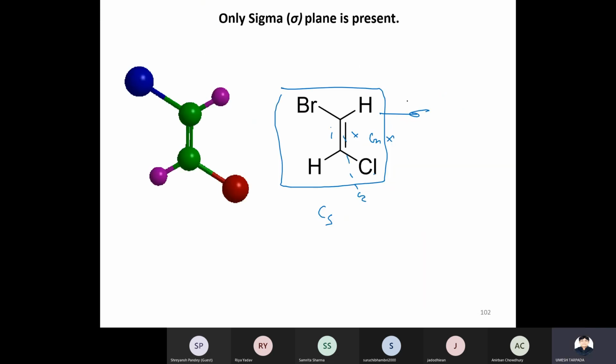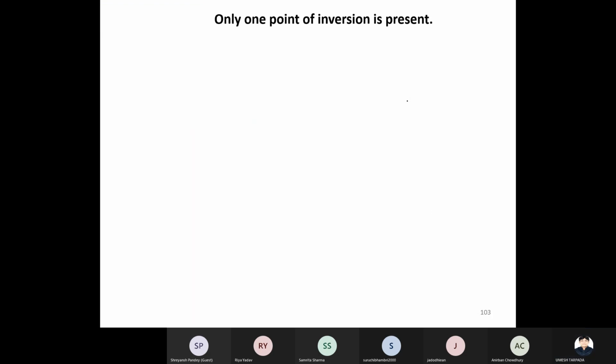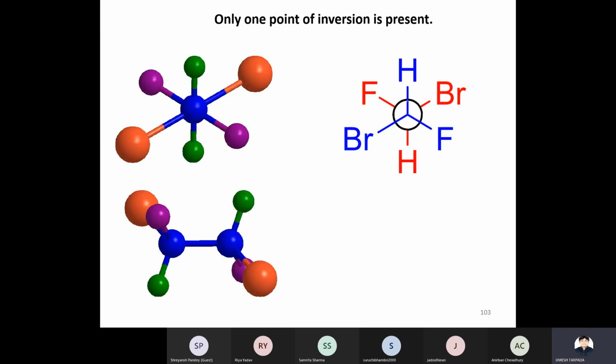But here only a plane is there, so it has Cs point group, and here a point of inversion i is there. Look at here, point of inversion i is there, and therefore its point group becomes Ci. Ci. Yes.